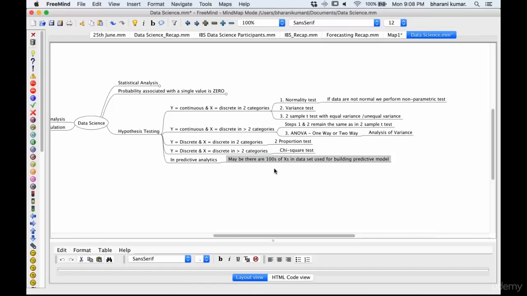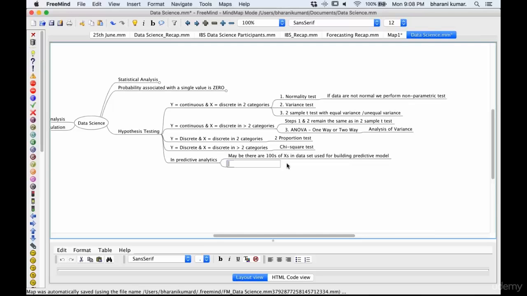How do you shortlist? How do you statistically determine which inputs are most relevant? You use hypothesis testing to shortlist the statistically significant inputs. So we are going to shortlist statistically significant input variables. That's what hypothesis testing is all about.